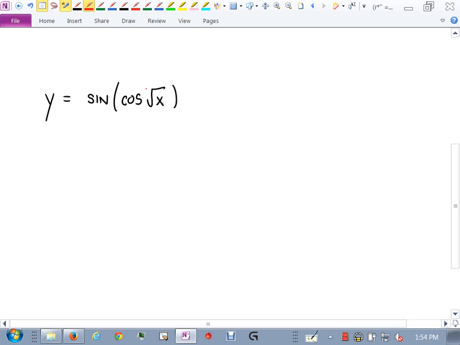Yeah, technically that is cosine of square root of x. If that helps, that's what that is. We will do derivatives of logs and exponential functions at some point. Not till chapter 3, though.